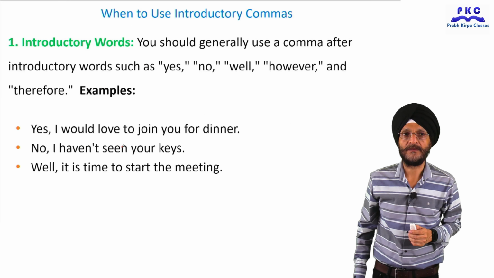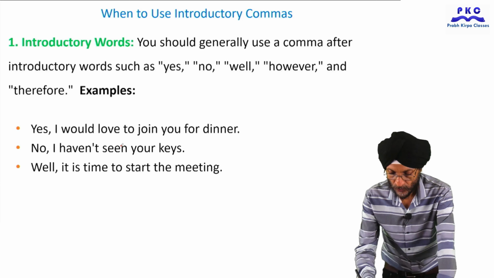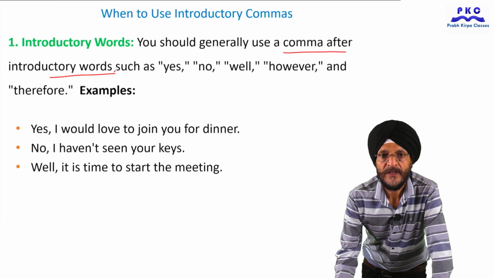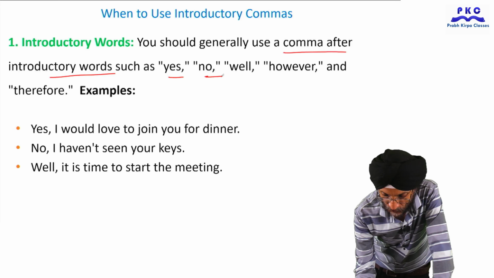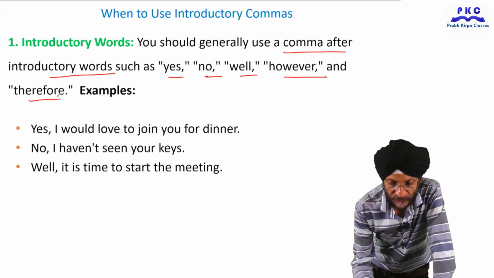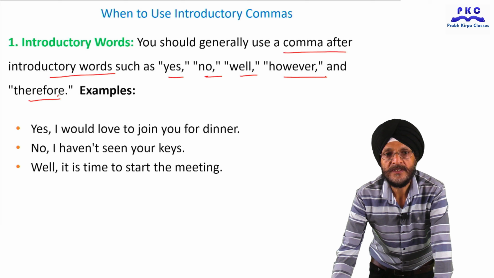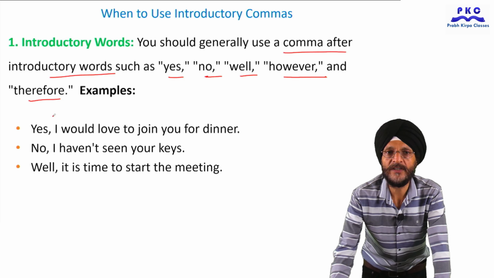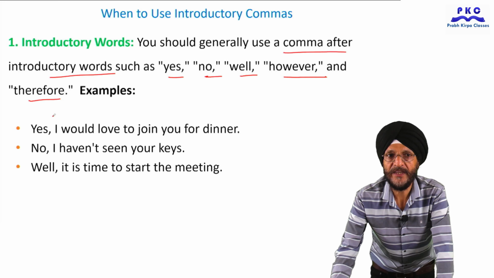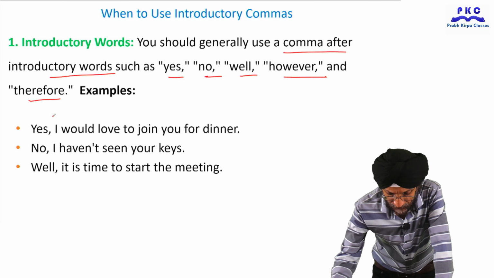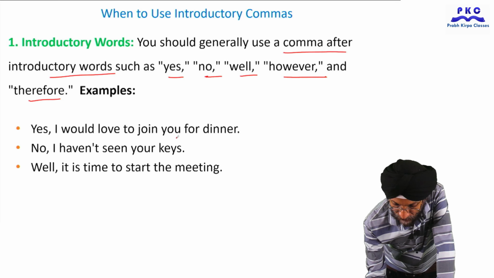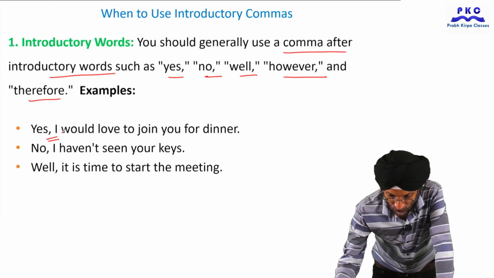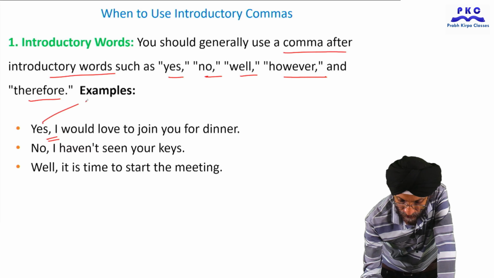First is introductory words. We should normally use a comma after introductory words. The examples of introductory words are yes, no, well, however, therefore. Some examples when we use introductory commas in case of introductory words are given below. Yes, I would love to join you for dinner. Here, after yes, we have used an introductory comma, and yes is an introductory word.